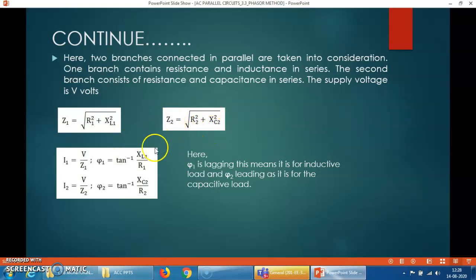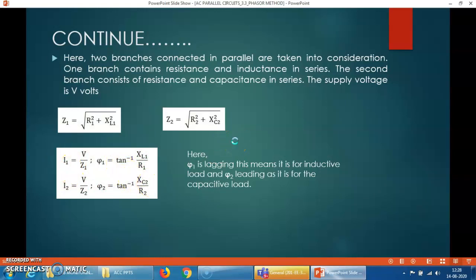Now what is the current? As we know, the current is equal to V by Z1. By substituting the value and the supplied voltage, you will get the current I1, and in the same way you can find I2, which is V upon Z2, and you can also find the phase difference. Phi 1 is always lagging, and phi 2, as the capacitor is there, is leading. Phi 1 is equal to tan inverse of XL by R1, and phi 2 is tan inverse of XC by R2. So this way you can find the values of the currents I1 and I2, and by adding I1 and I2 you will get I and the final phase angle.